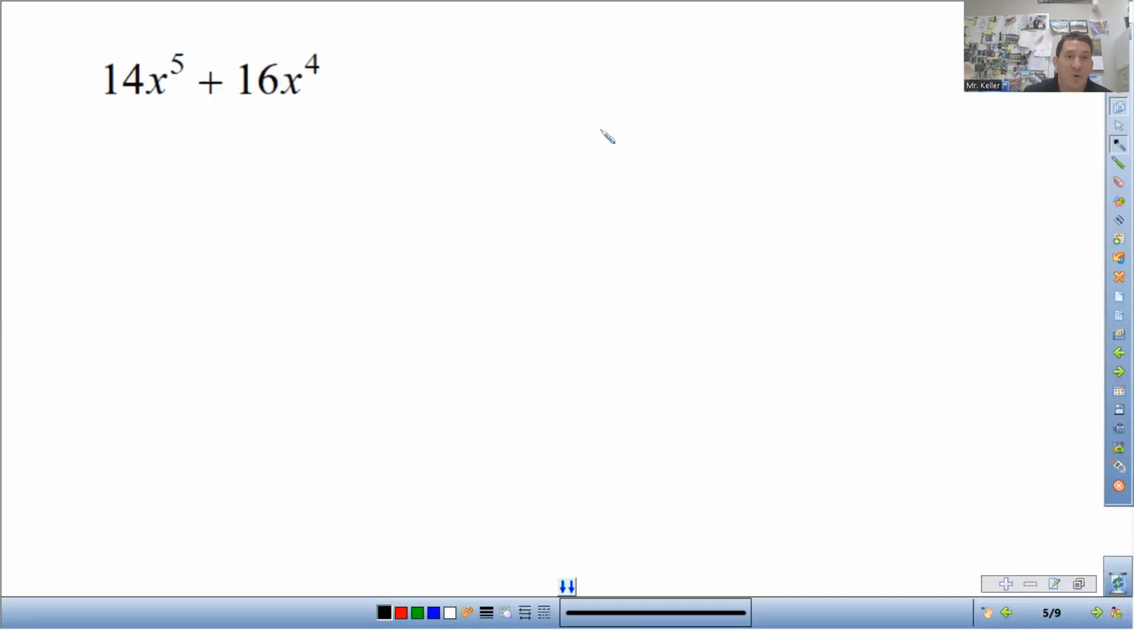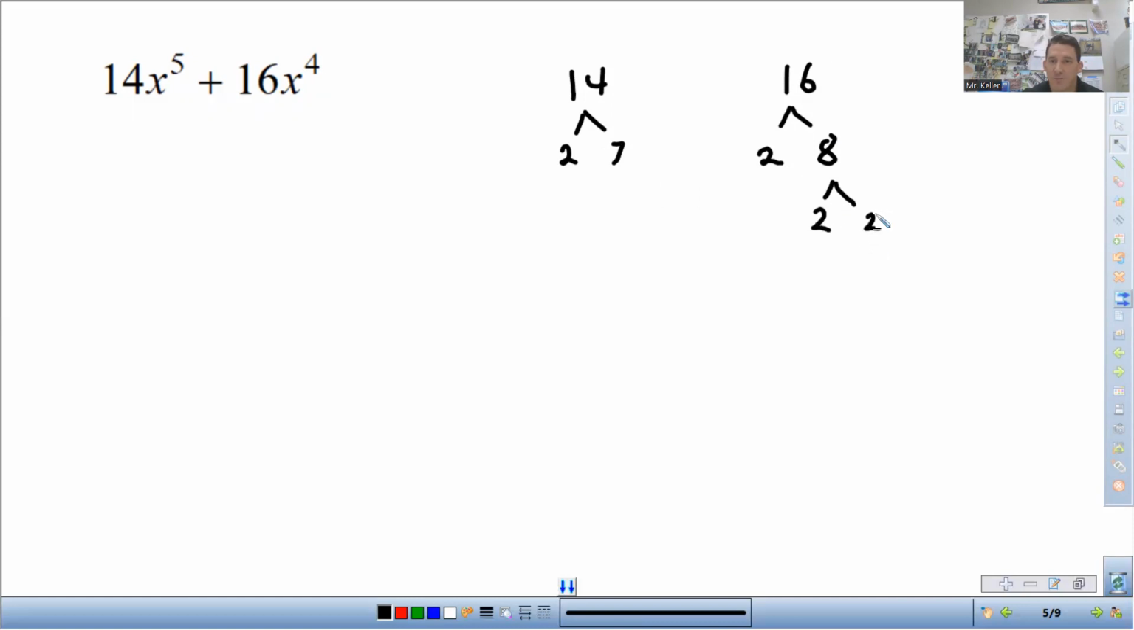Let's look at an example with both numbers and variables. So we have 14. 14 factors into 2 times 7. 16 factors into 2 times 8. As you get good at this, you can probably notice that we can stop right there, but I'm just going to factor this fully. 8 is 2 times 2. Nope, it's not. It's 2 times 4. 4 is 2 times 2. So I'm going to expand this.